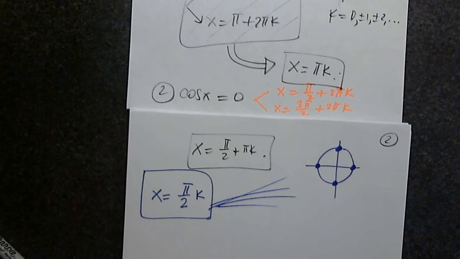Let's check. When k is 0, I get this. When k is 1, I get this. When k is 2, I get this. When k is 3, I get this. When k is 4, I get this.